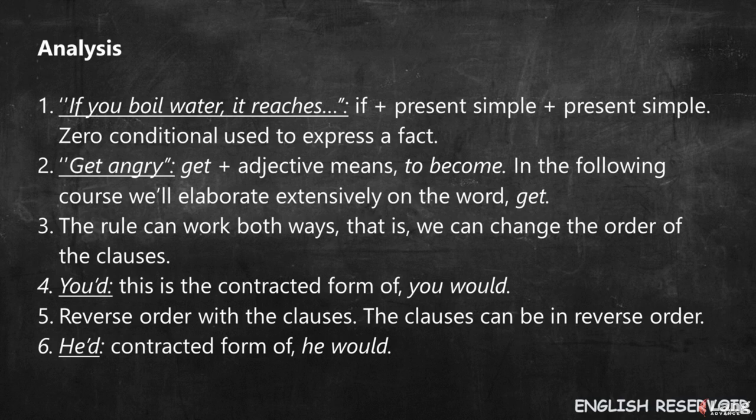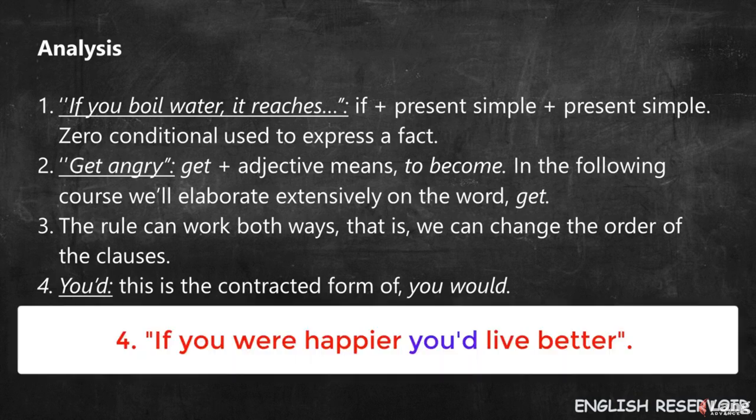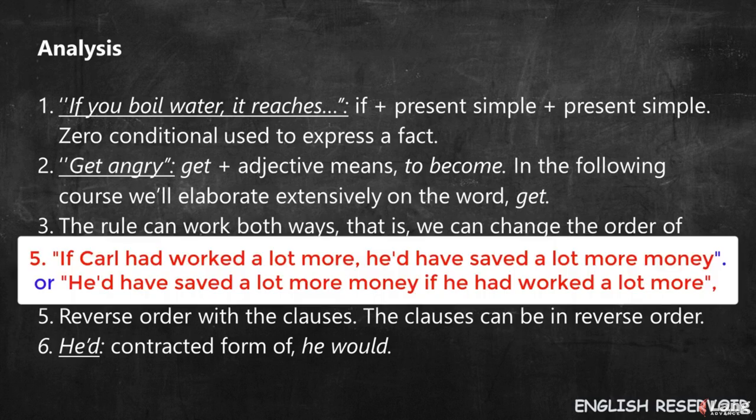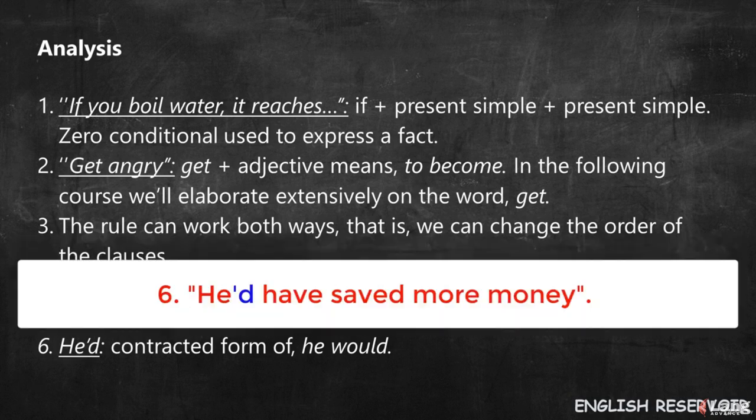3. The rule can work both ways. That is, we can change the order of the clauses. 4. You'd. This is the contracted form of you would. 5. Reverse order with the clauses. The clauses can be in reverse order. 6. He'd. Contracted form of he would.